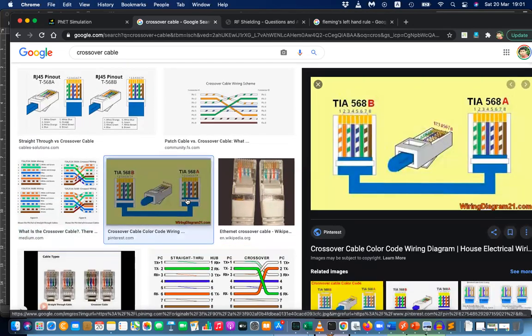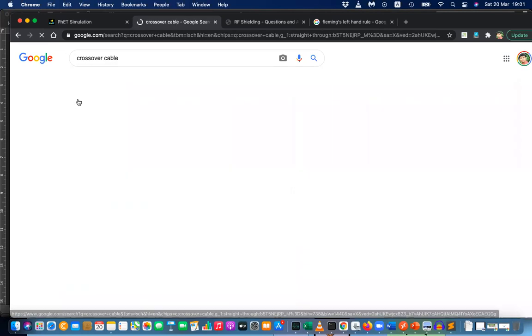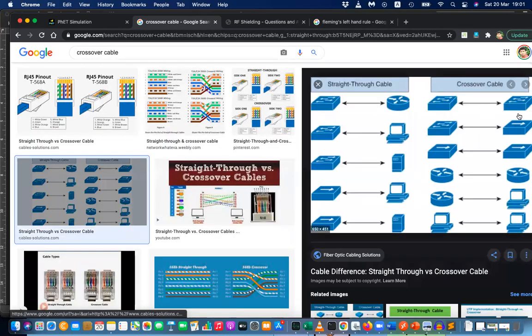The basic idea is if you have 568B to A, we call it crossover wiring. And 568A to A or 568B to B, we call that a straight cable. A straight cable is used to connect different devices. You can see this one, I think this one is very useful. A straight cable can connect different devices.